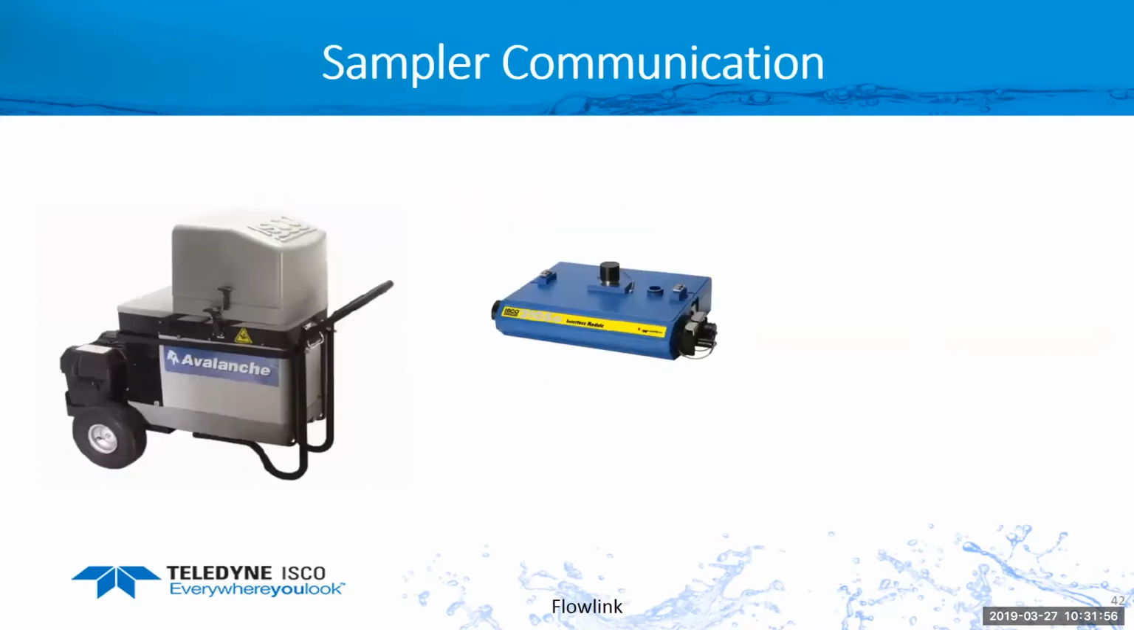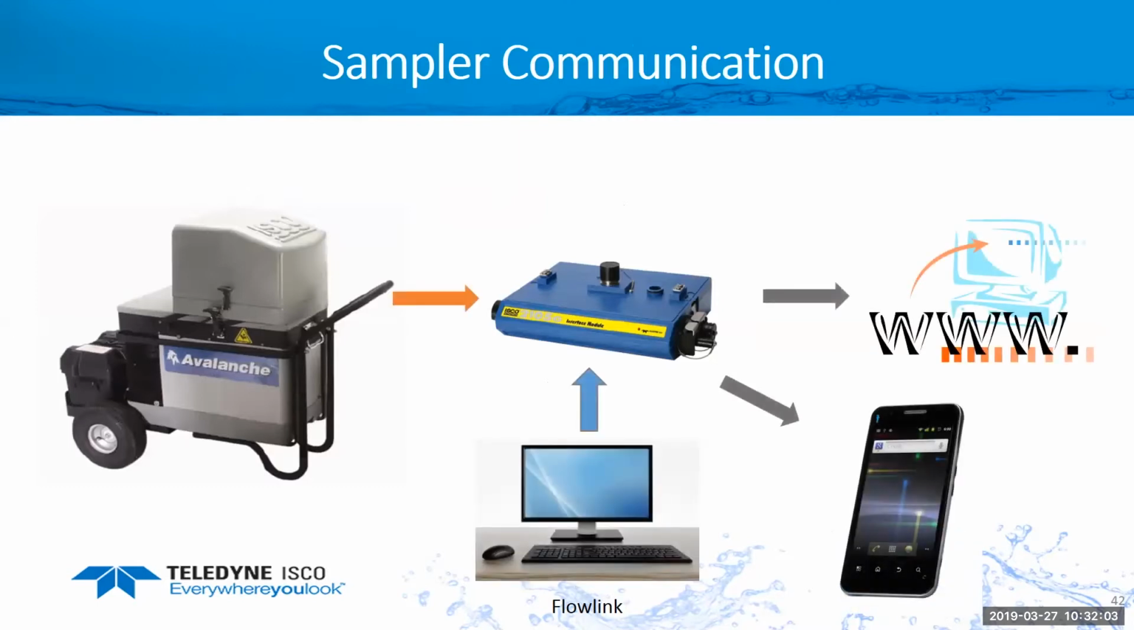So the 1205 will connect with an Avalanche sampler or a 6712 sampler, and basically how it works is the Avalanche can then send its information out, which can go to the web, which is your Flowlink Pro. It can go to your phone, so you can send text messages out to those, but it also allows Flowlink to call into it as well.